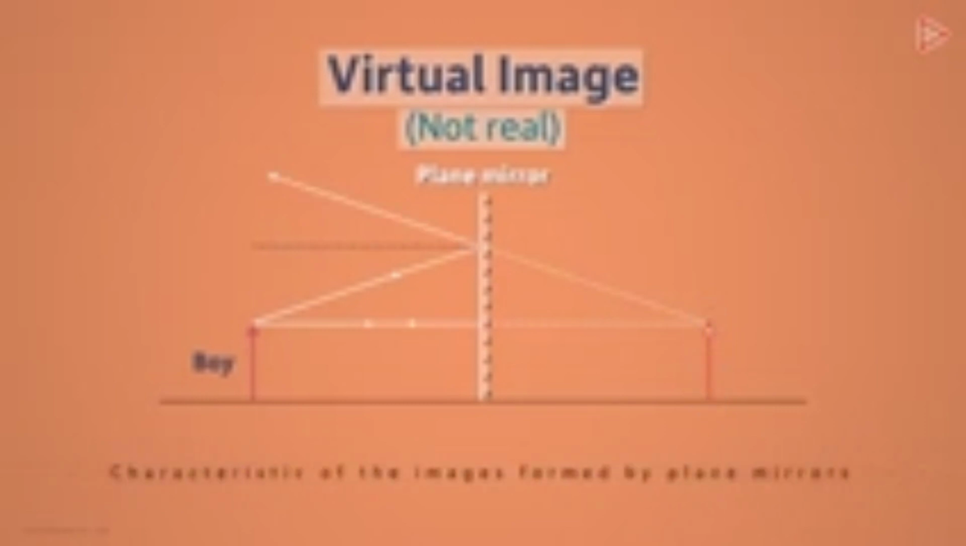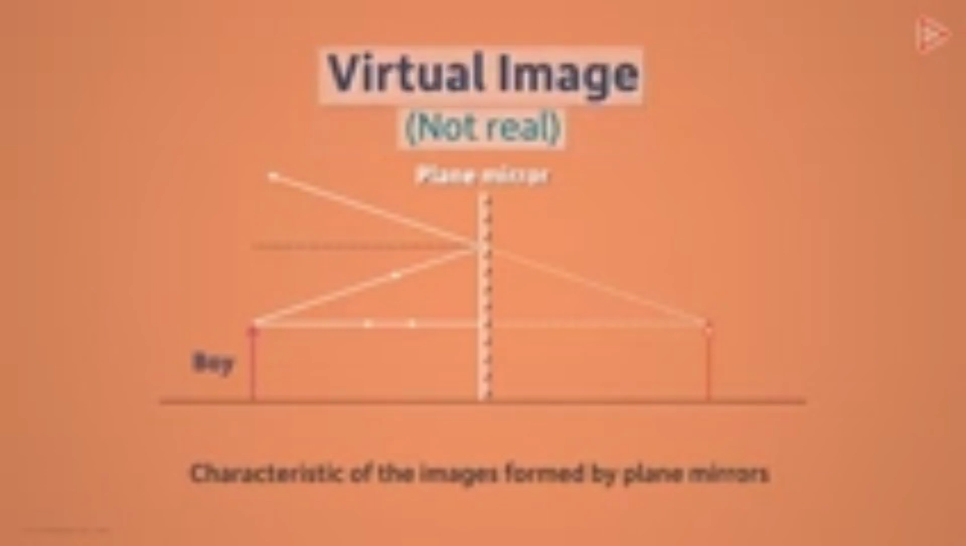This is the first characteristic of the images formed by plane mirrors. Images formed by plane mirrors are virtual and not real. So what is the real image then and how are they formed? Let's replace this plane mirror with a spherical concave mirror. Why? It's because real images can be formed by concave mirrors.